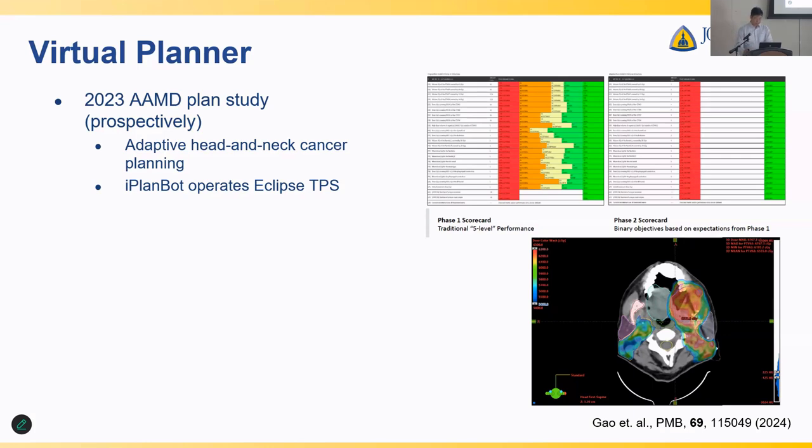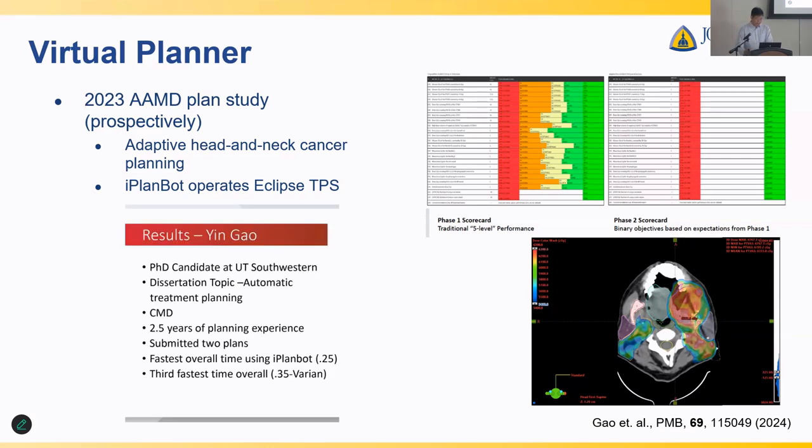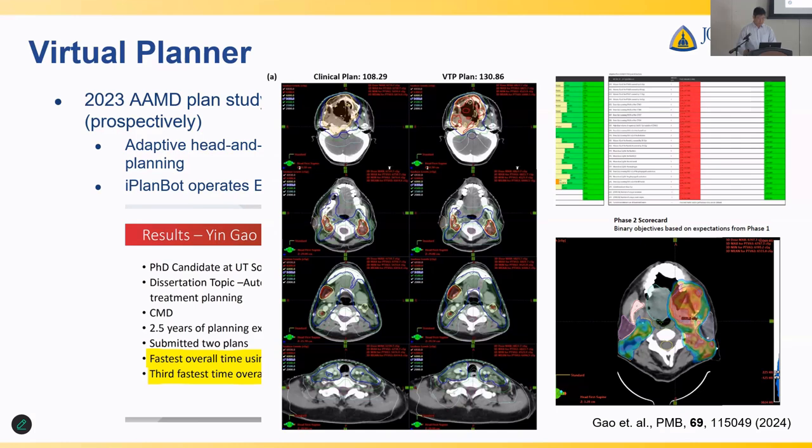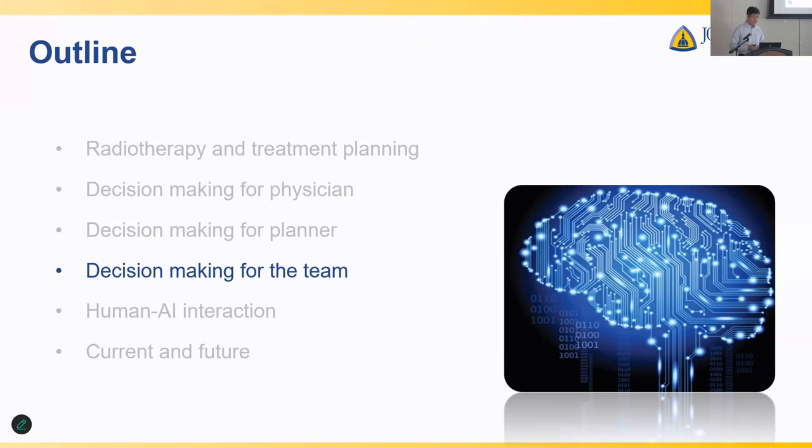This is a plan that we did, and I wanted to highlight. At the end, we won first place in terms of achieving the fastest overall time using our software, iPlanBot. Of course, we didn't tell the organizer we were a computer robot getting this done. The third planner I highlighted here, with the third fastest time, was actually a human planner who also participated in this process. This is just a comparison between the clinical plan and the virtual plan. So that's the second topic.